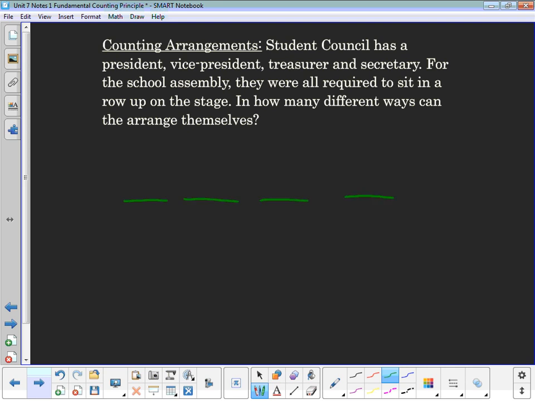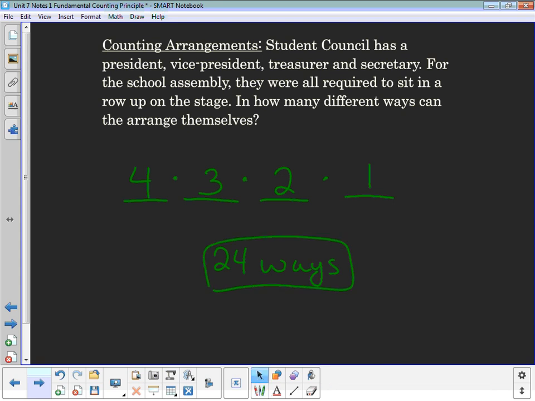Okay? When they walk up to the seats, there's 4 different people that could sit in that first chair. After the first person sits down, then there's only 3 people left that could sit in the second chair. After that person sits down, there's only 2 left there. And the last, there's only 1 person left that could sit there. Now, to figure out how many different ways this could happen, just like the fundamental counting principle, we're going to multiply all these together. 4 times 3 times 2 times 1 gives us 24 different ways. So there's 24 different ways that they can arrange themselves into 4 seats.